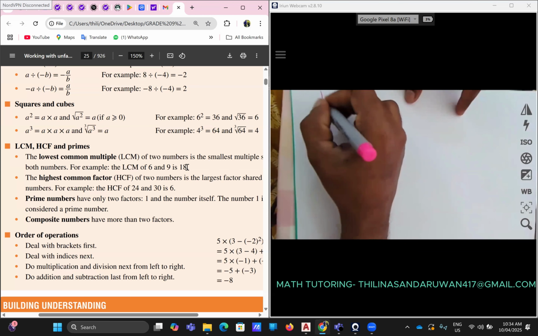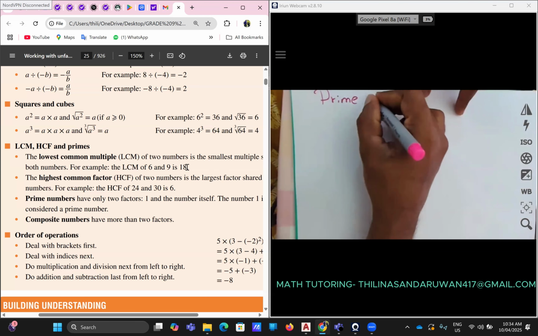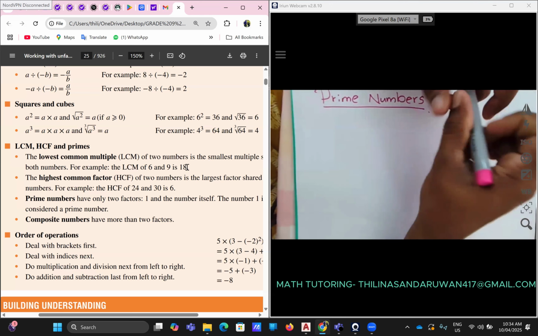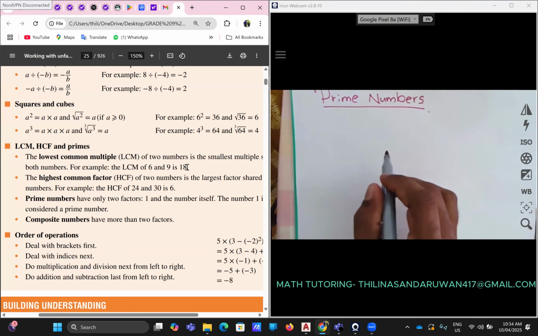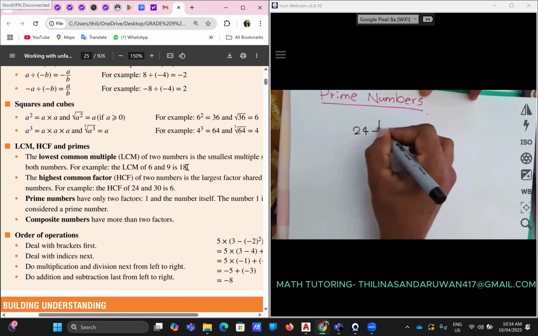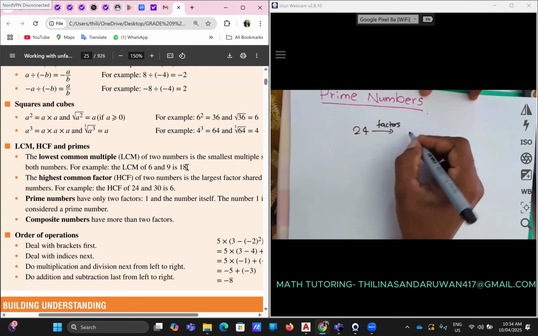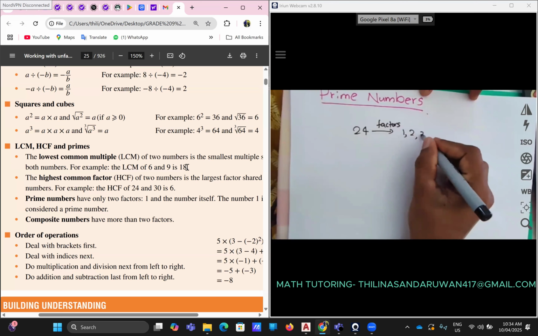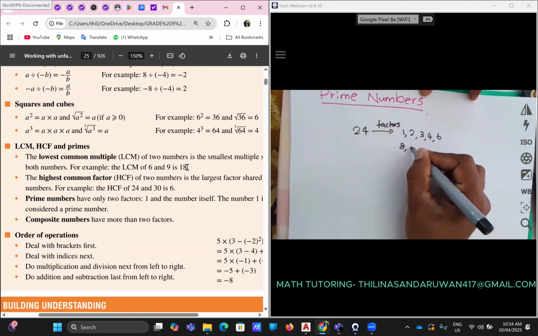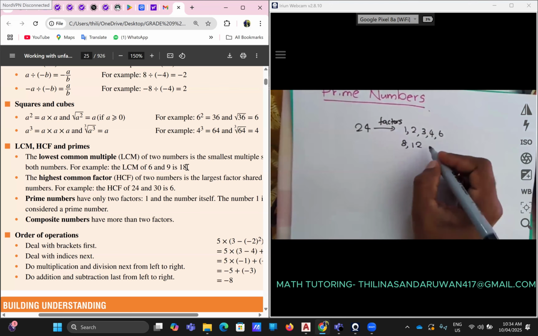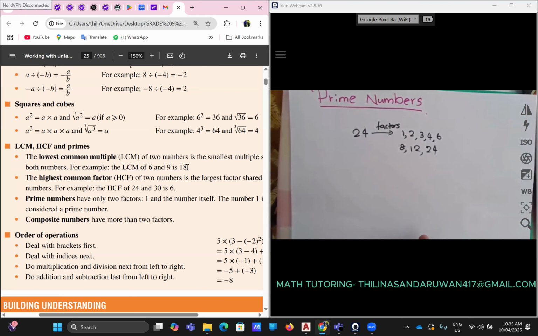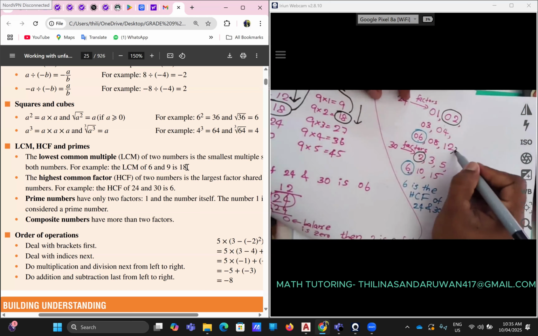Let's see prime numbers. What are prime numbers? Let's take the previous example. 24 had so many factors, like 1, 2, 3, 4, 6, 8, and 12. And 24 itself is also a factor, but I couldn't write it here.